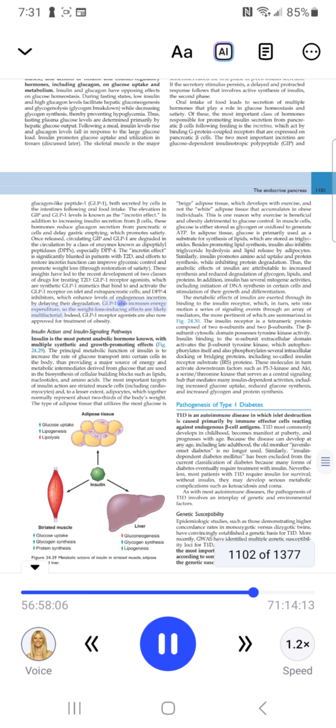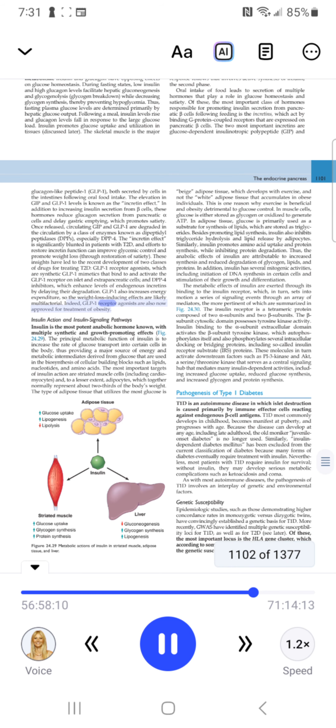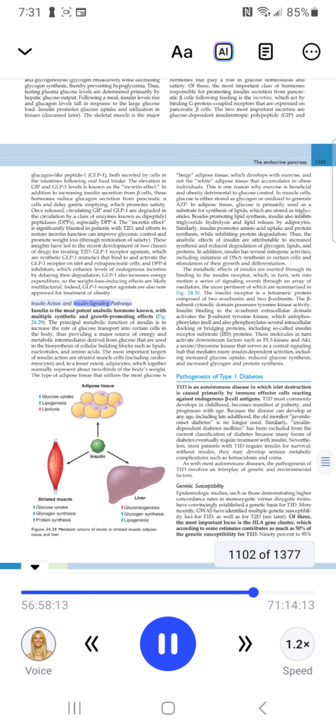GLP-1 also increases energy expenditure, so the weight loss-inducing effects are likely multifactorial. Indeed, GLP-1 receptor agonists are also now approved for treatment of obesity. Insulin action and insulin signaling pathways.